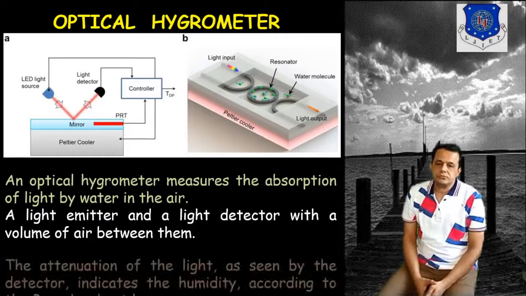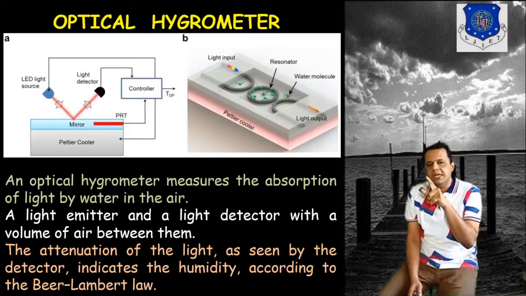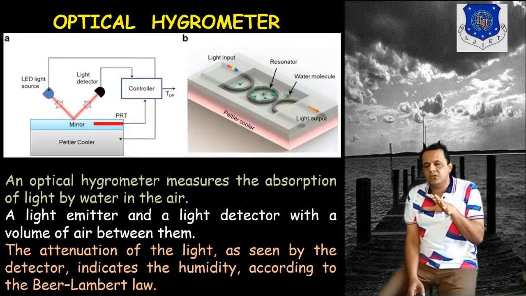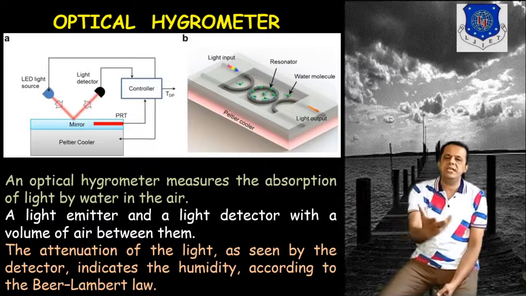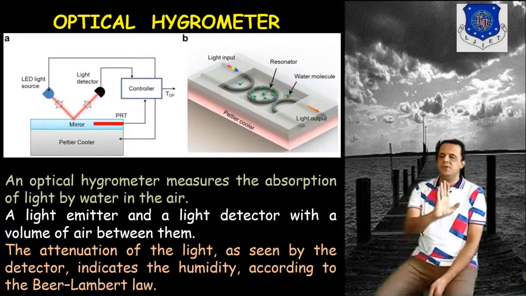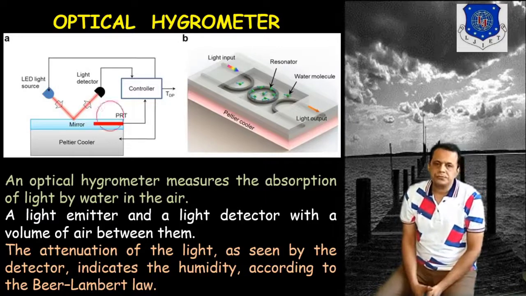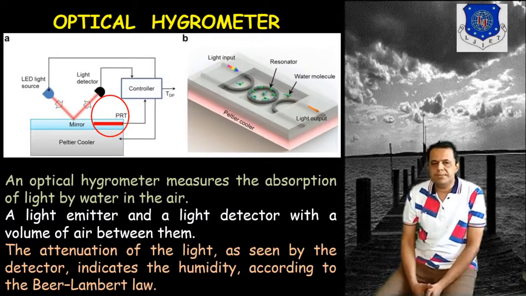The attenuation of light will be detected by the light detector, and as I said, if water content increases, the absorbed light will change in proportion, which is detected by the light detector, and that will be based on the Beer-Lambert law. We will have a specific session on that also. Here you see the TRT, which is measuring temperature.